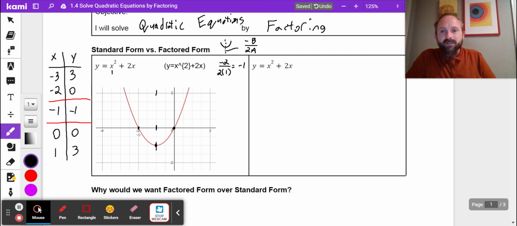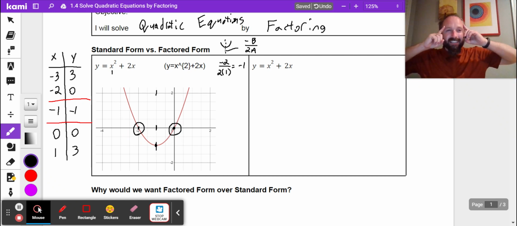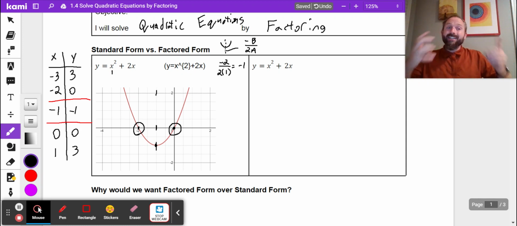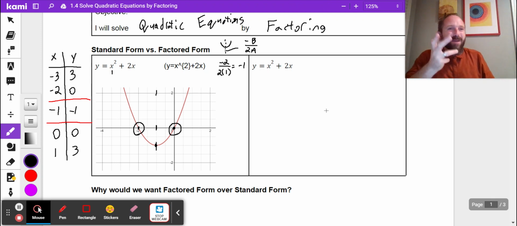Well, what are my solutions? My solutions are right here, negative 2 and 0. Now, I would have to graph it and then see, hey, look, where does it cross the x-axis? Well, it crosses right there. Let's go on. So what if there's a better way?